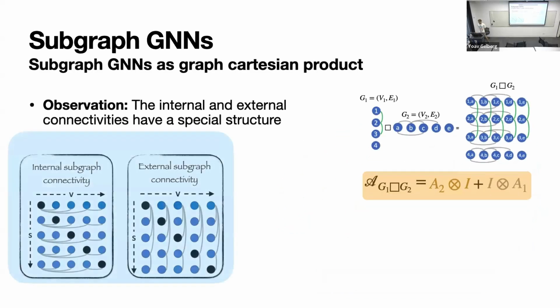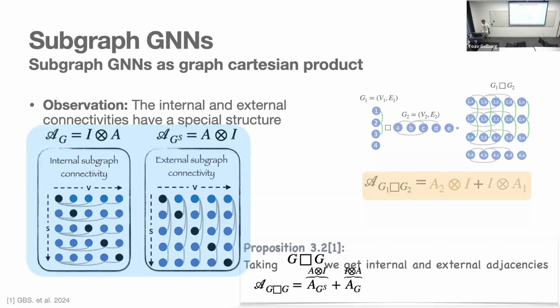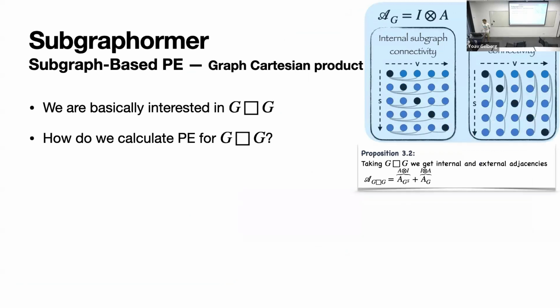So now we have this observation that the internal and external connectivities, which we are interested in, have a special structure. The one on the left is actually the Kronecker product I with A, and the one on the right is actually A Kronecker product I. And if you take G Cartesian product with itself, you're going to get exactly the sum of these two adjacencies, AG and AGS, which is basically what we are interested in. So now that we know that we are looking at the graph Cartesian product of G with itself, we need to find a positional encoding for the Cartesian product of G with itself.